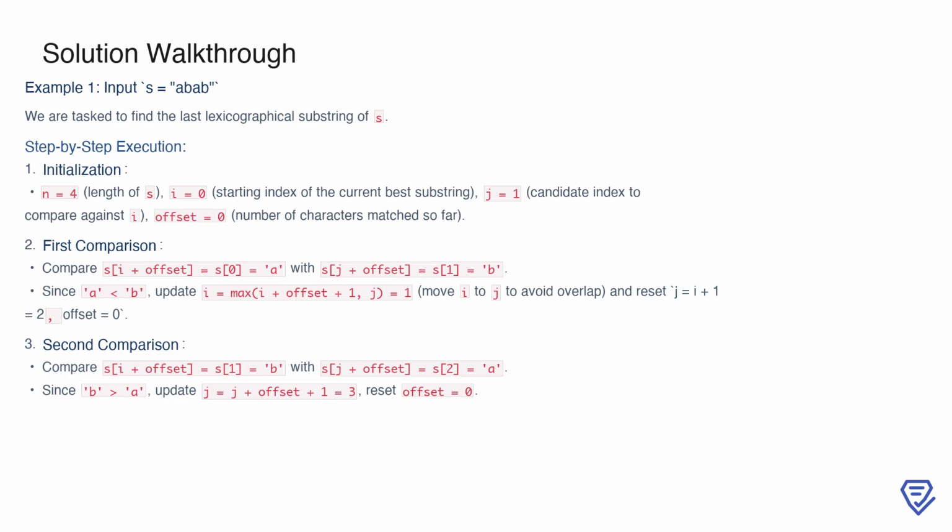Next, we proceed to compare the new substrings starting at i and j. This time, s[i + offset] equals s[1] equals b and s[j + offset] equals s[2] equals a. Here, b is greater than a, so we discard the substring starting at j by incrementing j to 3 and resetting offset to 0. This eliminates the candidate at index j from further consideration in this round of comparisons.